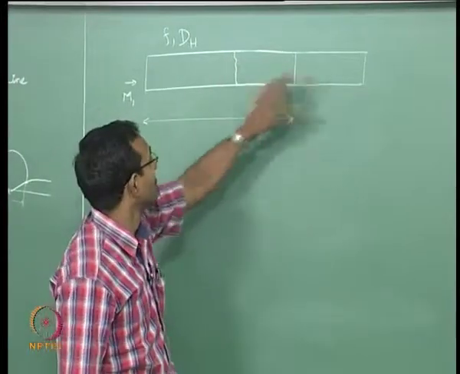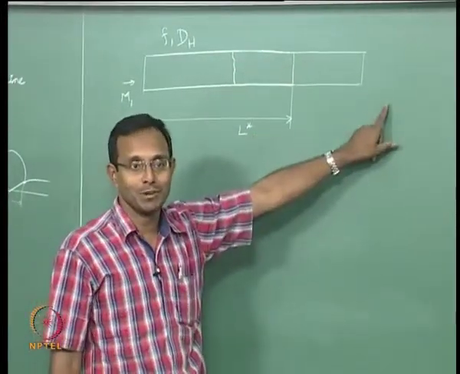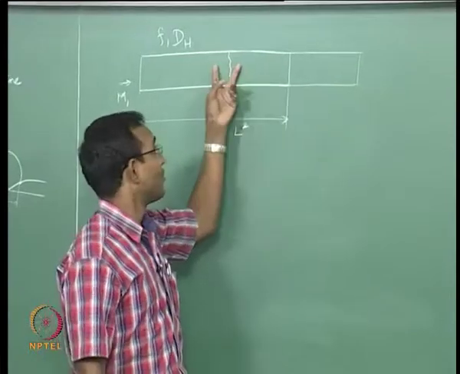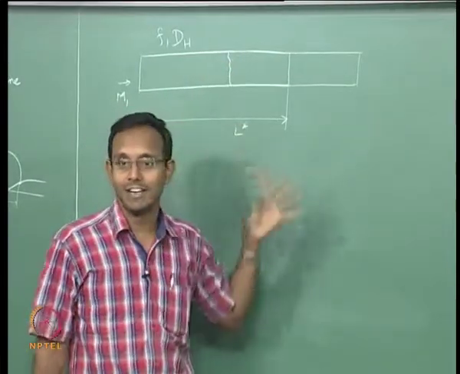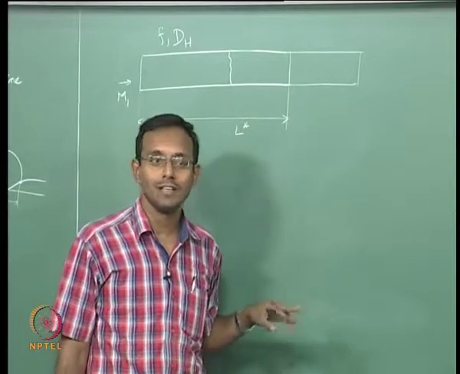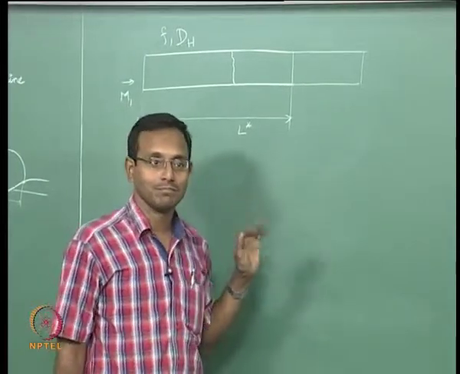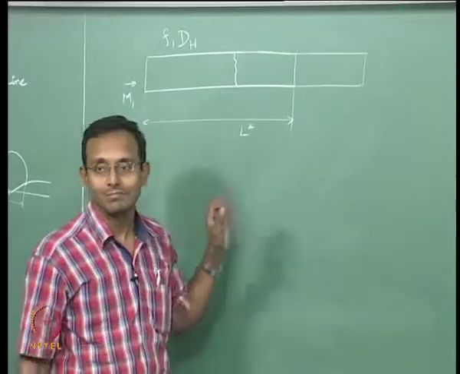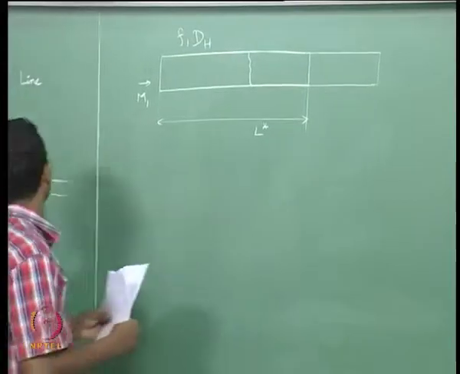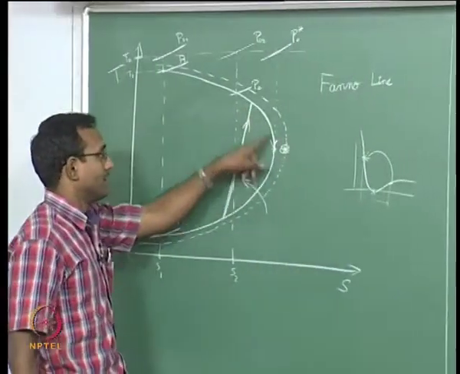If I make it a stronger shock than what is needed to make it M equal to 1, then P naught will drop more. Unnecessarily it will not want to do that. So it will do only the bare minimum, it will keep its energy safe. That is what the flow will do. So it will go to a point where this happens.